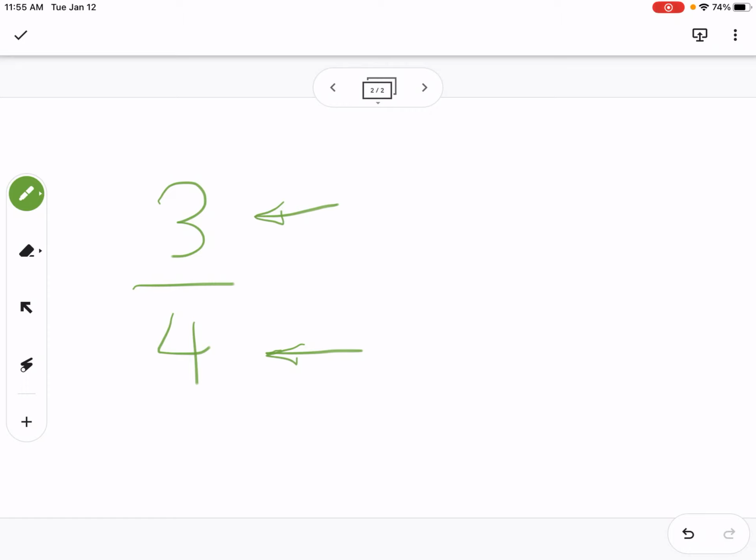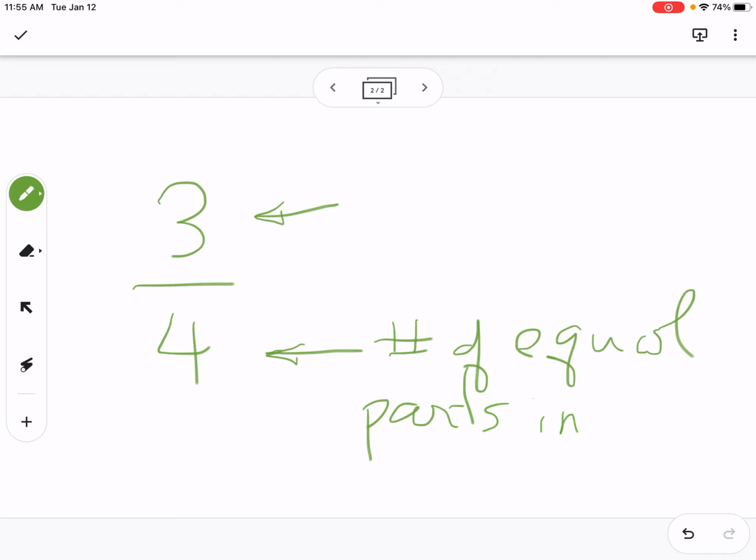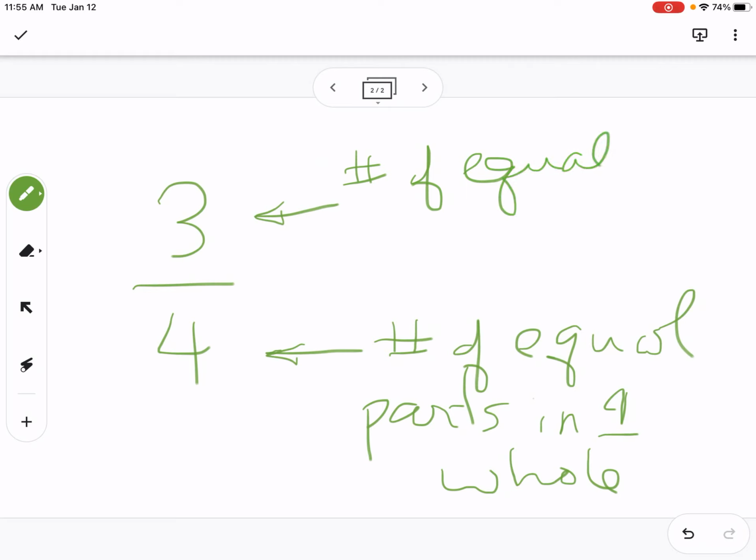We learned from part 1 that the bottom number always tells me the number of equal parts in one whole. And the top number we learned means the number of, and again they're equal, I don't always say that, but they are, the number of equal parts. I said that we're talking about the number of equal parts we have, could even be the number of equal parts we don't have. But let's just say the number of equal parts that we are talking about.